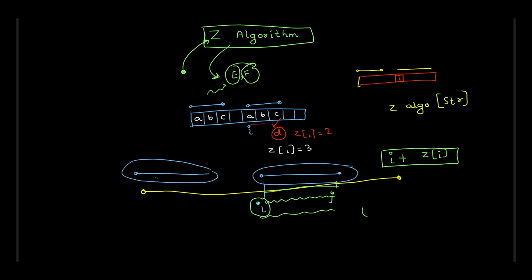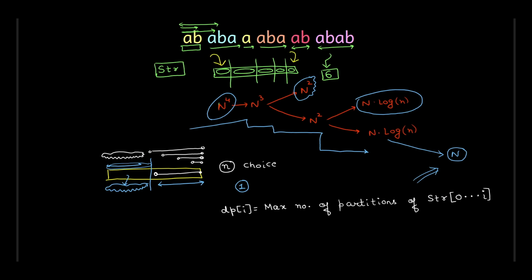Now focus on this I plus Zi again. So I plus z of I represents the last index which matches the prefix, right? So let's go back to the original example that we had. Here you can see, let's compute the z value. Since this is the first time we are discussing the z algorithm, it makes sense to devote some time to figure out the z value of this string.